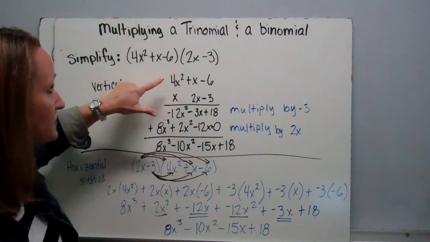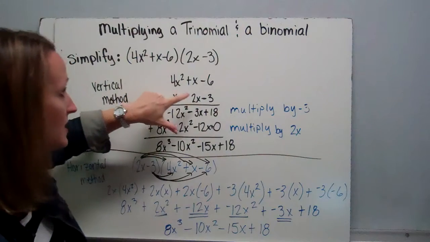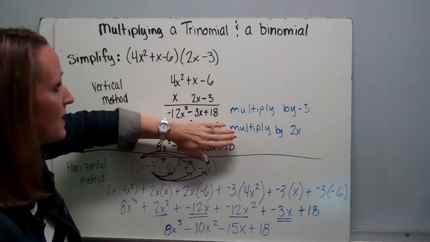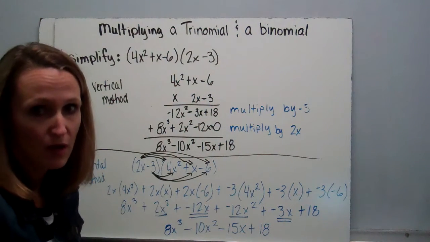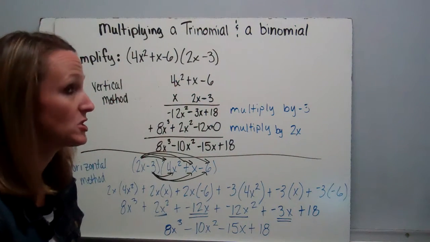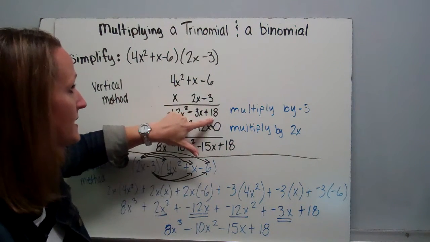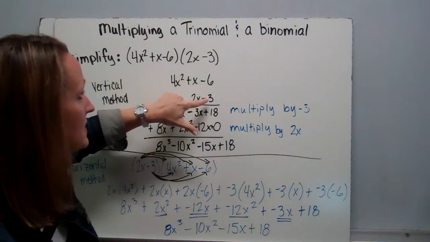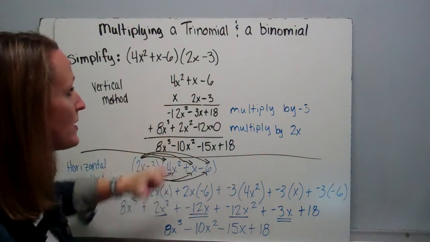So here, I'm going to do 4x squared plus x minus 6 times 2x minus 3. So if we can cover all this up, first we're going to multiply by negative 3, just like you've done with long multiplication forever. So I'm going to do negative 3 times negative 6 and get a positive 18. Negative 3 times x to get negative 3x. Negative 3 times 4x squared to get negative 12x squared.